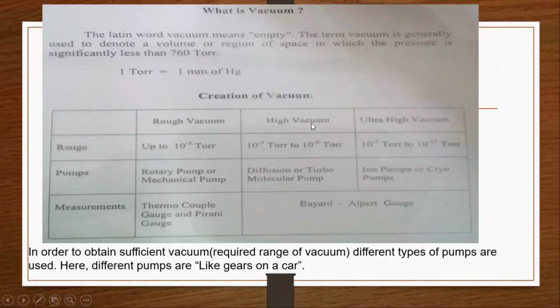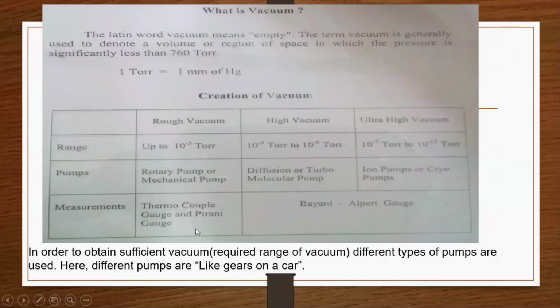For creating the high vacuum, diffusion pump and the turbomolecular pumps are used. We are going to study the diffusion pump. For creating the ultra high vacuum, ion pumps or cryo pumps are used. We will be studying the ion pumps, right? So as a whole, we will be studying the 3 pumps in our syllabus: rotary pump, diffusion pump, and the ion pump.